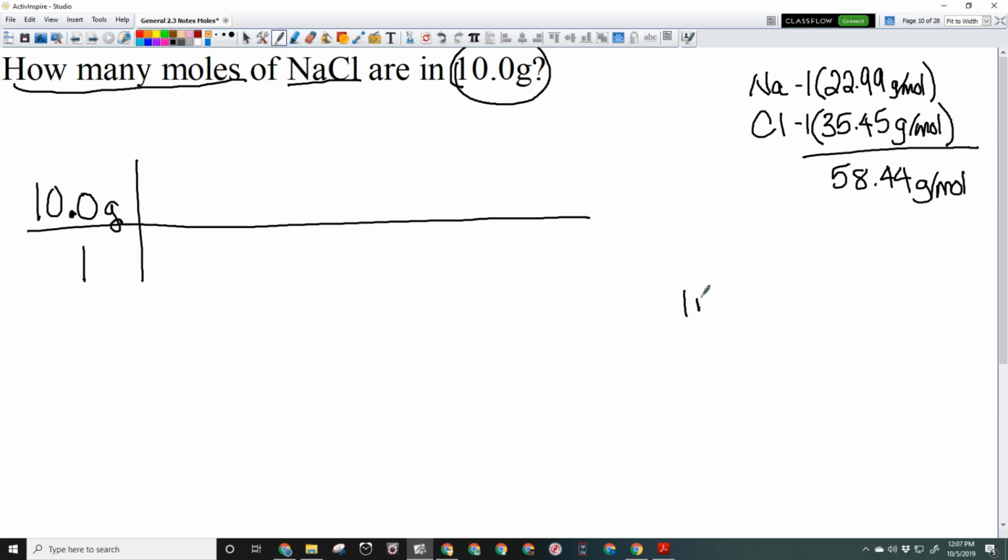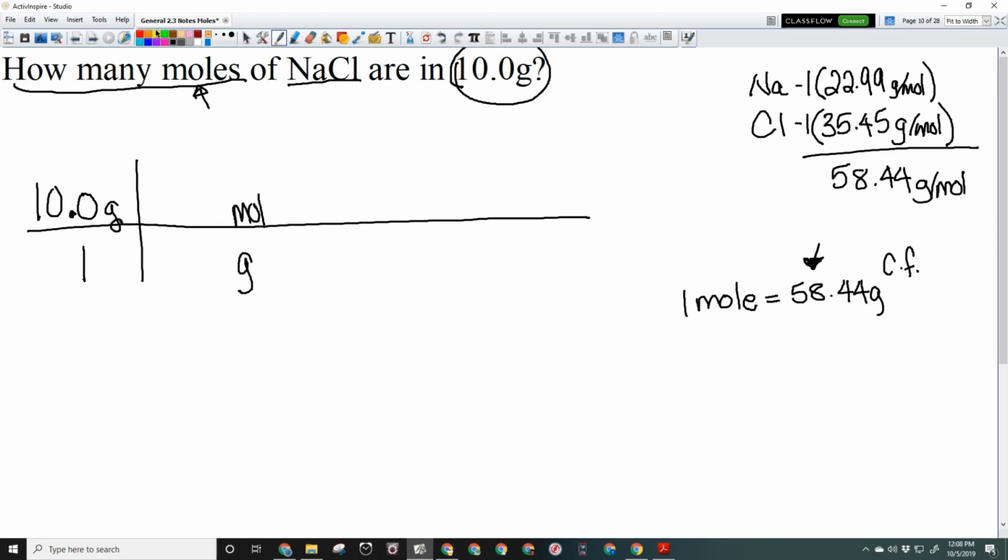That means that 1 mole of sodium chloride is equal to 58.44 grams. This is a conversion factor. Remember, conversion factors are equalities, something that's equal. So this is going to be our conversion factor in this problem. Once we get our conversion factors all set up, then we can start our problem. Question number 1, what unit do I want to get rid of? I want to get rid of grams. What do I want to convert it to? I want to convert it to moles.